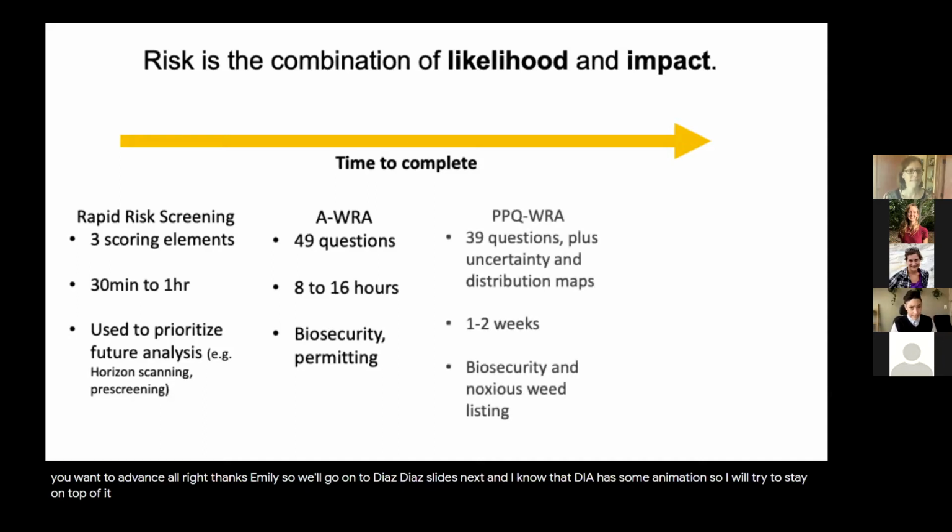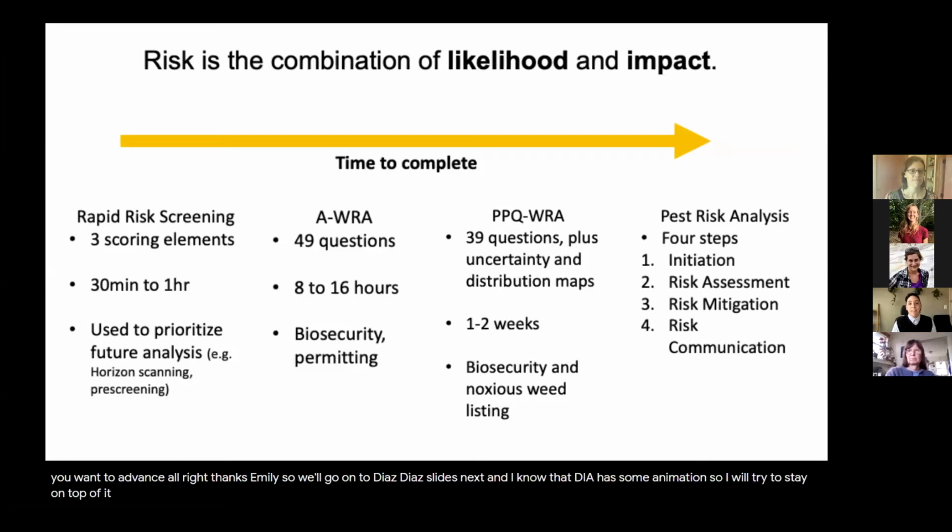Next. And then the PPQ WRA was built off of the AWRA. This is the national model that's used by the USDA. 39 questions, but what's great about this tool is they've incorporated uncertainty and distribution maps. These take a bit longer. They take about 1 to 2 weeks. There's a little more effort that's put in. You have to go through all the geopotential points to make those models. And again, this is used in biosecurity and on our national level, and some states use this for noxious weed listing.